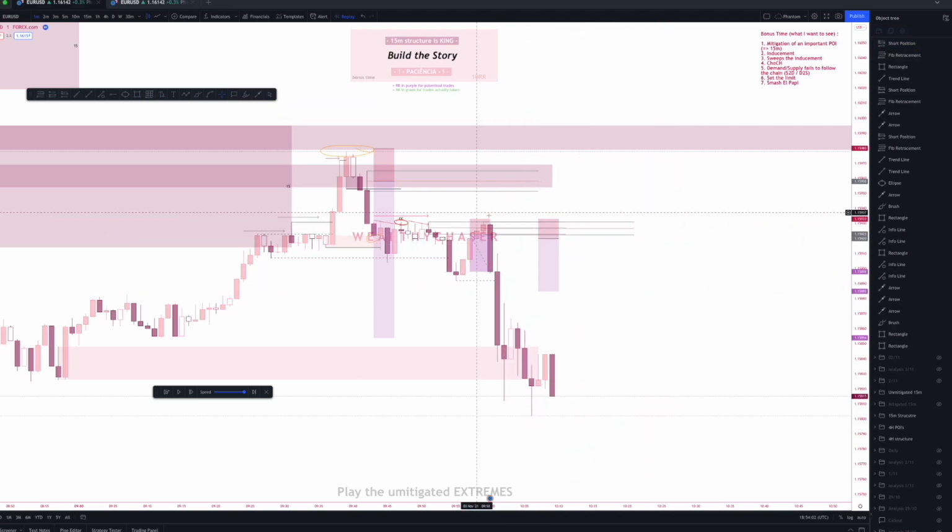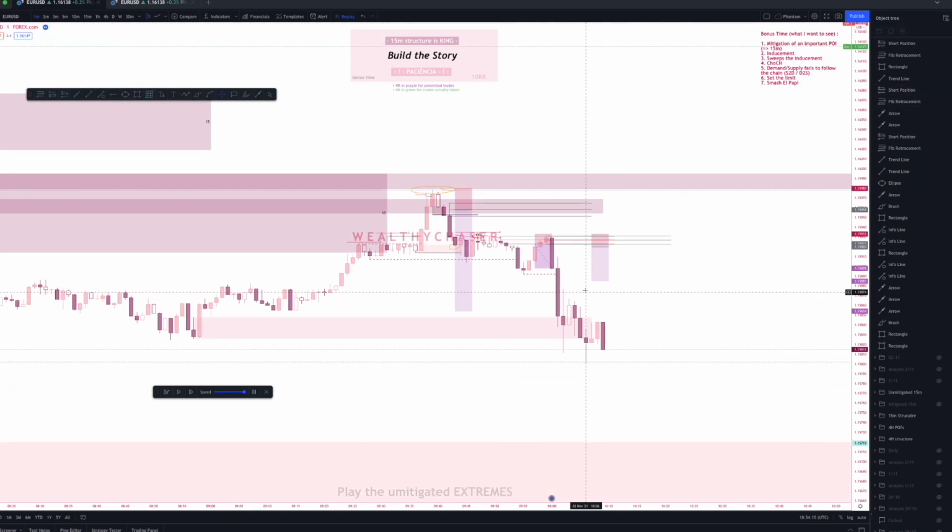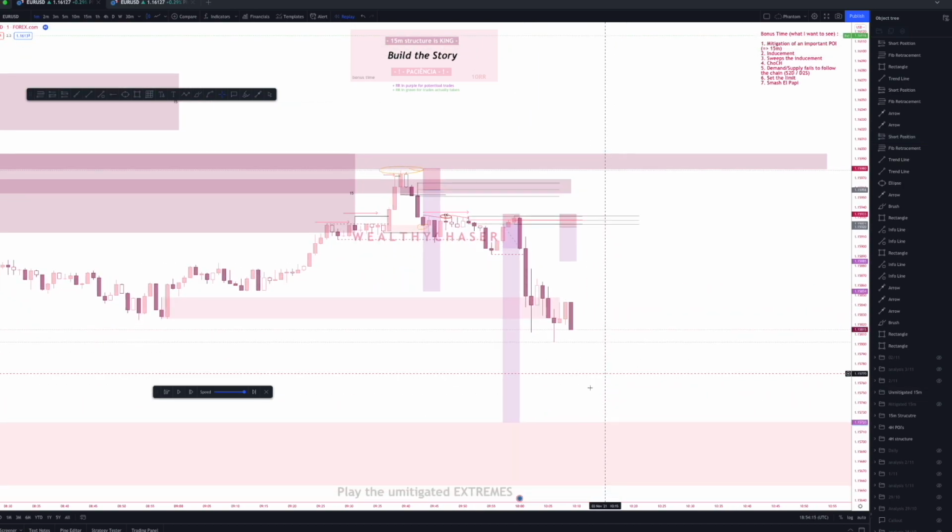If this zone fails, for me, it's going to mitigate something because here we only have imbalance. By the way, where was my target on the first trade? Well, it's going to be the 15-minute demand. Price could break it and melt.